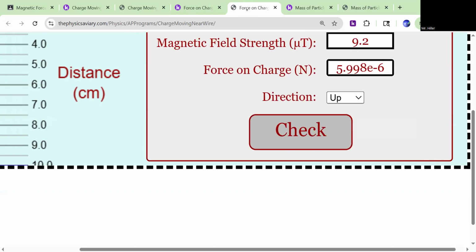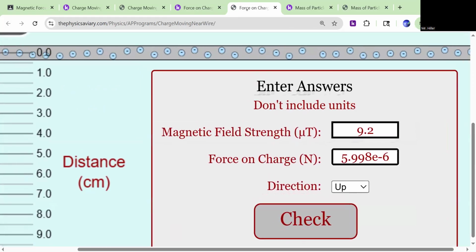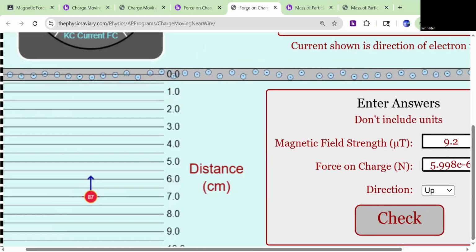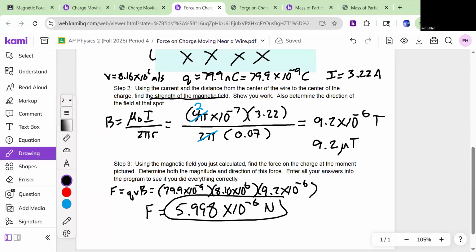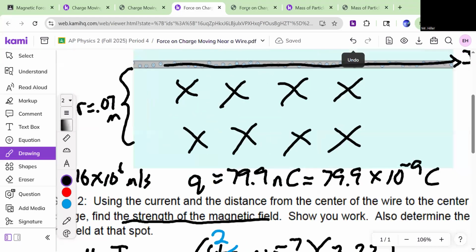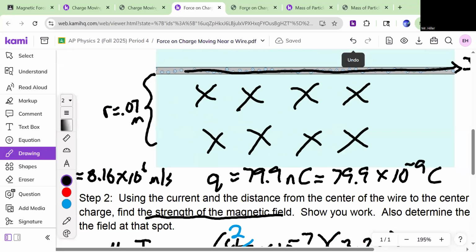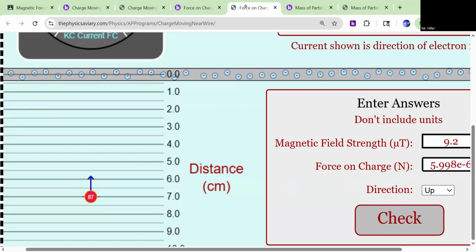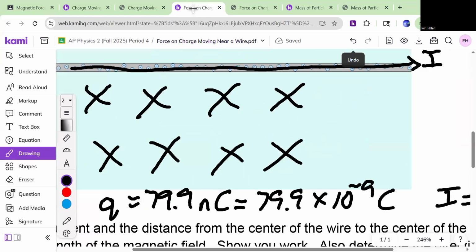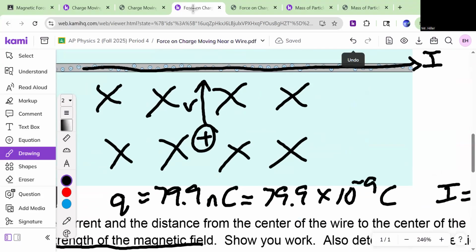Okay, now last thing I need to do is find the direction of the force. So if I look here, remember the field where the charge is is into the page. Okay, remember that? It's into the page. I'm looking at a charge that is moving upward. So it's a positive charge, the velocity is upward, and the field is into the page.